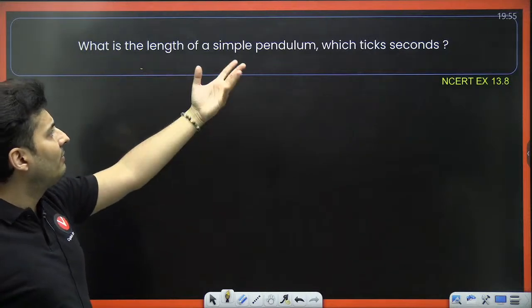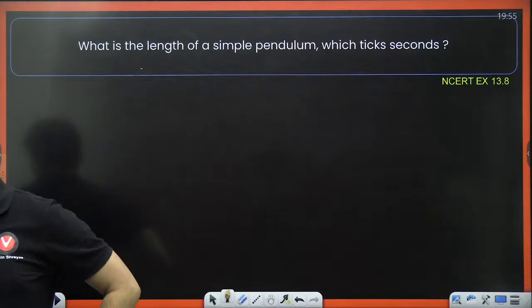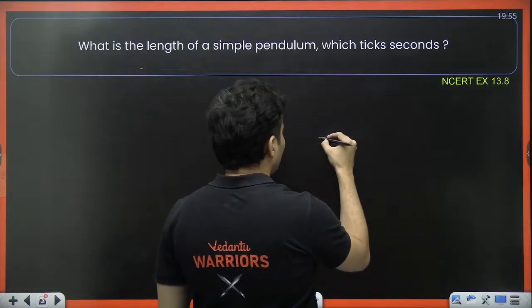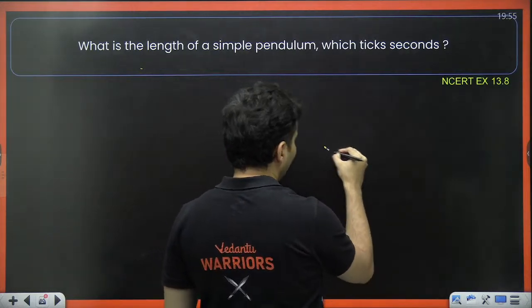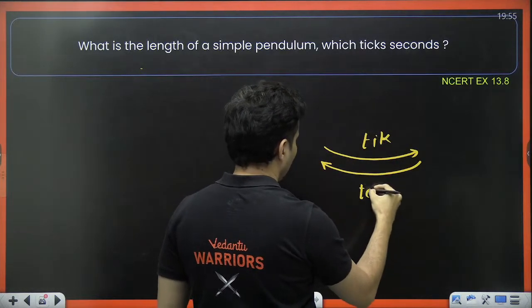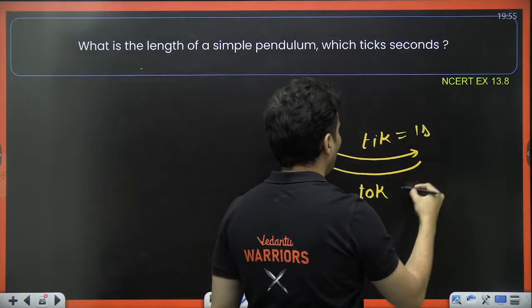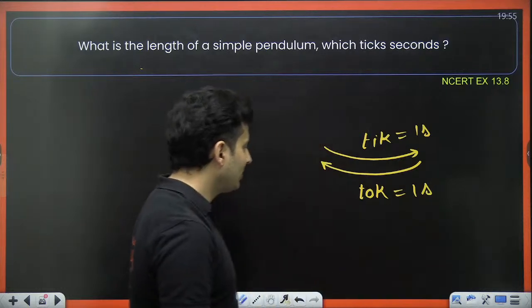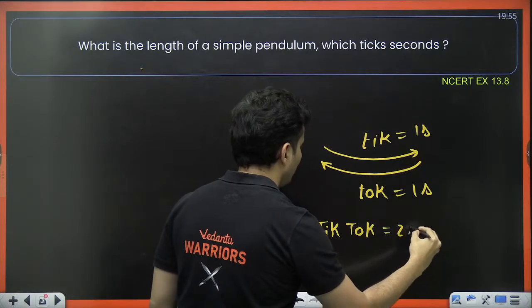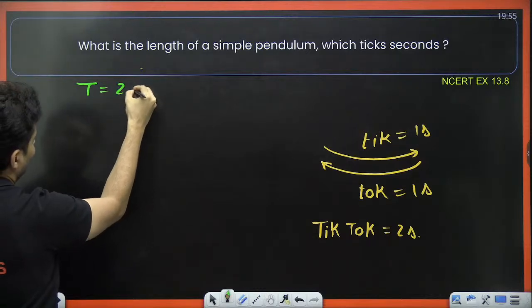What is the length of a pendulum which ticks seconds? Which ticks seconds, meaning what? Meaning the thing which got banned in India, what was it? Tick tock. Tick is 1 second. Tock is also 1 second. So tick tock is how much? 2 seconds. So basically we want a time period of 2 seconds.